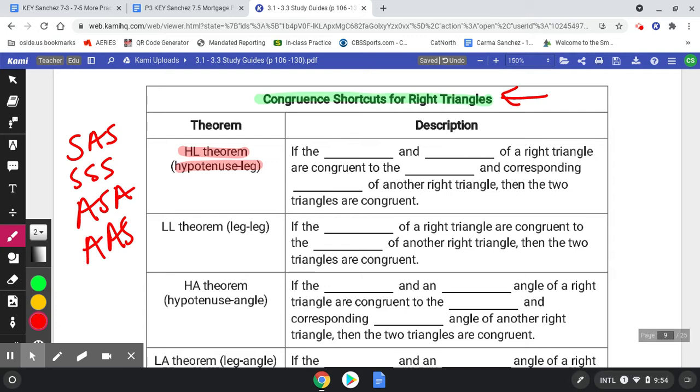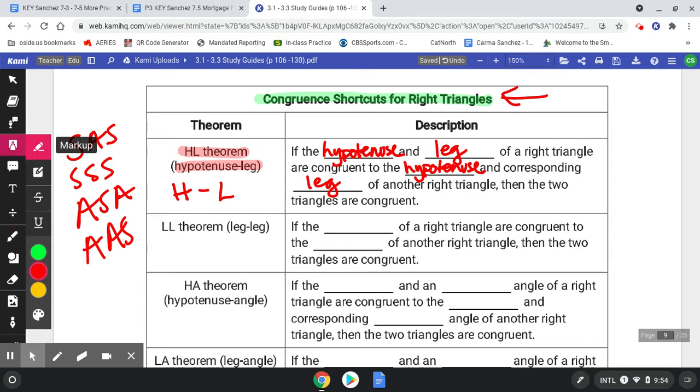We don't need as much information. So for example, this HL theorem, hypotenuse leg, is if the hypotenuse and leg of a right triangle are congruent to the hypotenuse and corresponding leg of another triangle, then the two triangles are congruent. So we only need two things, one hypotenuse and one leg, in order to prove congruence in a right triangle. So this is a shortcut. Let's go look at the next one.